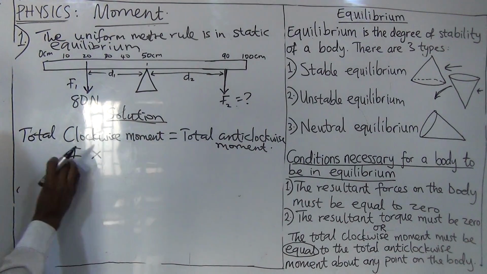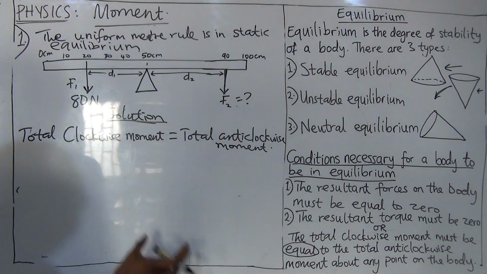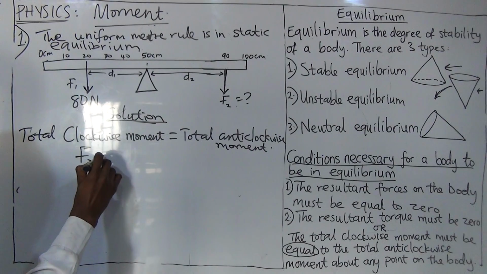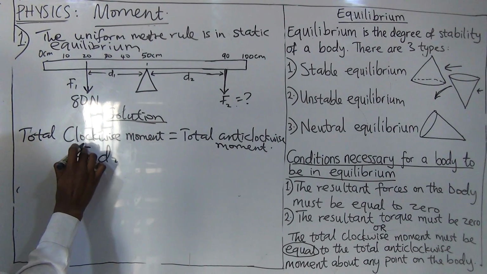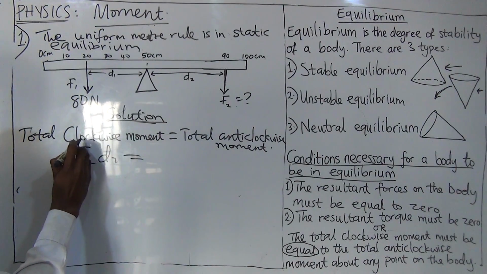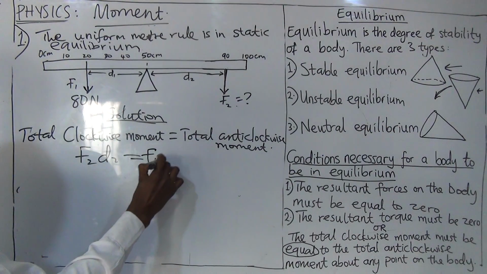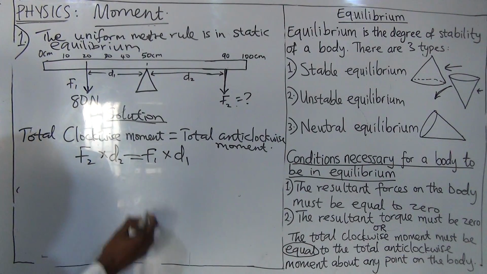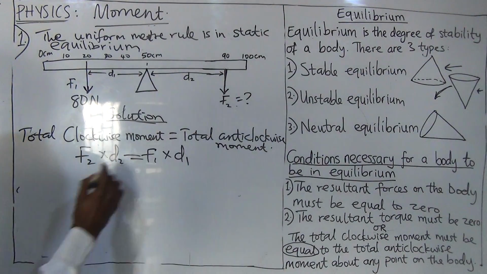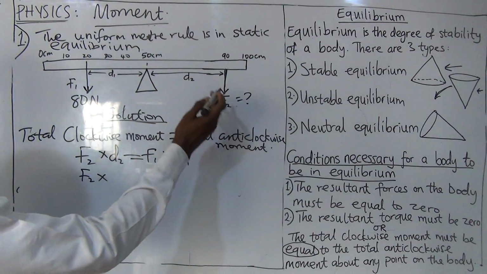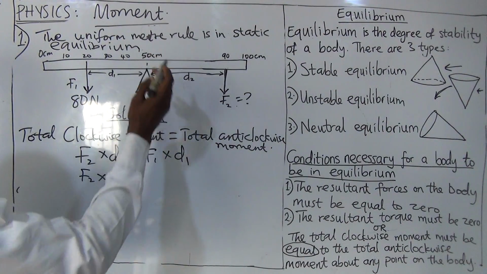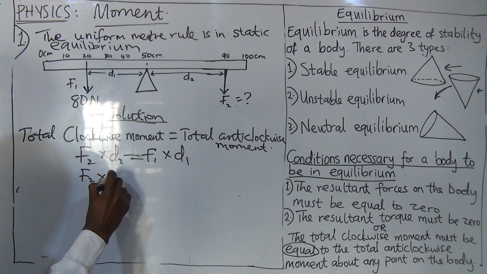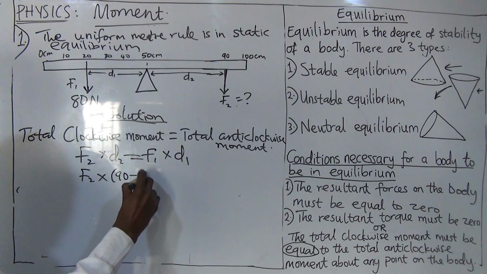So, according to the principle, total clockwise moment, what's your clockwise moment? F2 times D2. So you say F2 times D2 must be equal to total anti-clockwise moment. That's F1 times D1. Good. So that's it. F2 times D2 must be equal to F1 times D1. What is F2? We do not know it, so we write F2. What's D2? 90 minus 50. 90 minus 50 gives us 40. Or you just put it here, 90 minus 50.